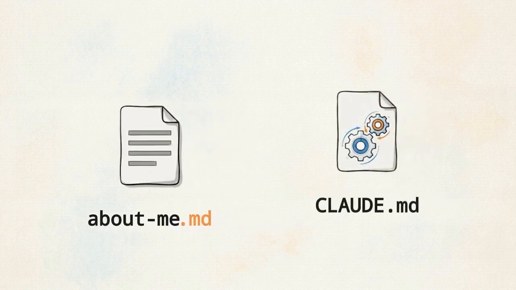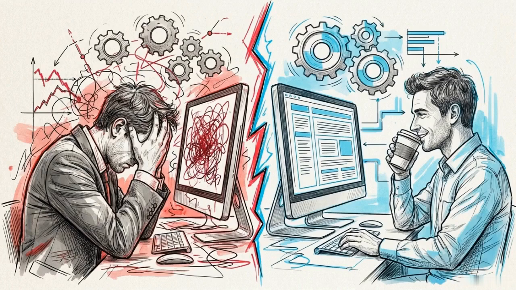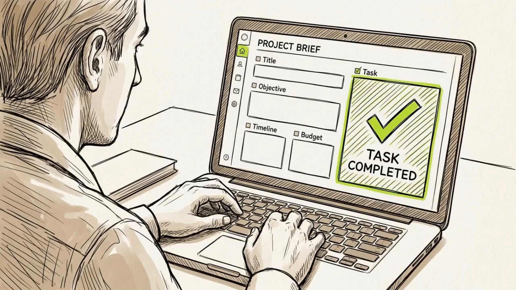Next, create CLAUDE.md, acting as your behavioral instruction layer. This file dictates the standing rules that apply to every task you run. Once you define your formatting rules and workflow preferences here, you never have to repeat them to the AI. Separating your static identity from your behavioral instructions creates a reliable baseline for the AI. Claude stops guessing your intent because you have already defined the parameters of the task.